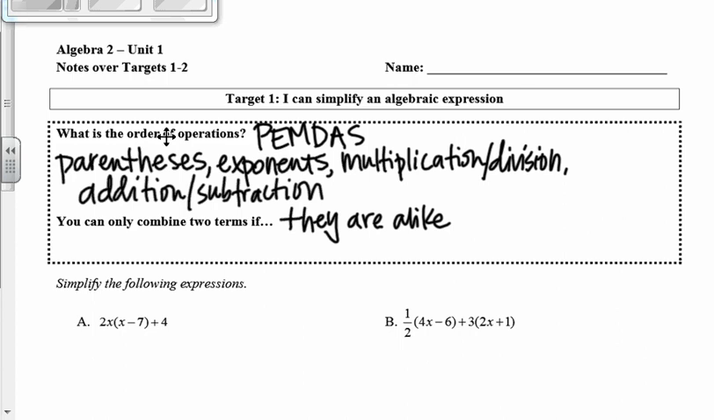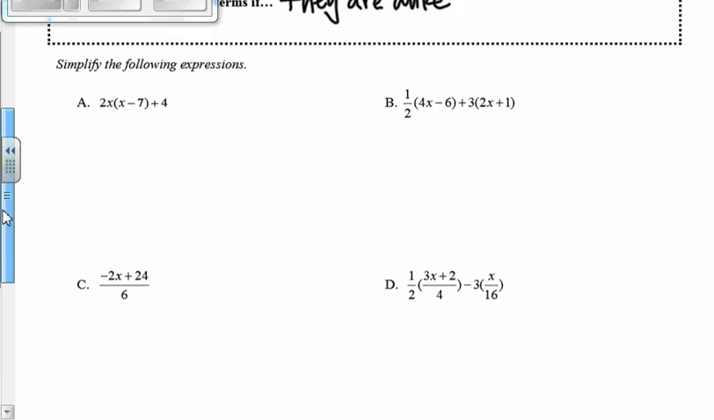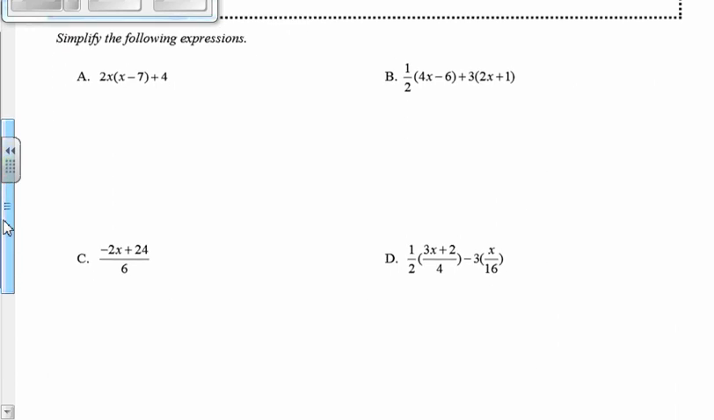Your first example A, it has parentheses, which we've already talked about is the first order of operations. In parentheses, in this case, what it's talking about is distribution. So we're going to have to distribute the 2x to the x. Let's start there. 2x times x is 2x squared. And then 2x times negative 7 is negative 14x. And then we have that plus 4. I don't distribute to that since it's outside the parentheses.